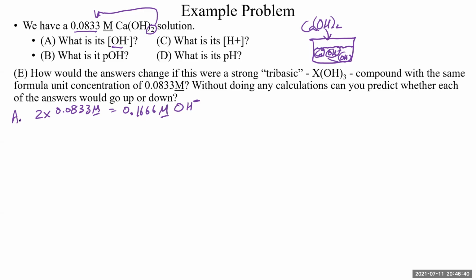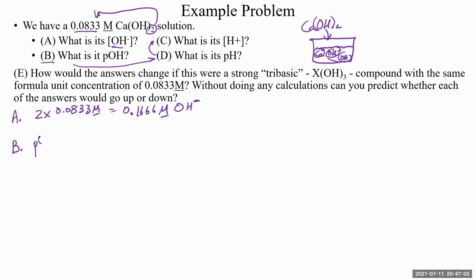Okay, B, what is the pOH? You don't have to do this in order, by the way. You can do this in whatever order you're comfortable with. I'm going to do B next, but you could jump to C if you want. In fact, after we do B, I'm going to jump straight to D, and then I'm going to do C, because that's just a lot easier. But let's do B first.